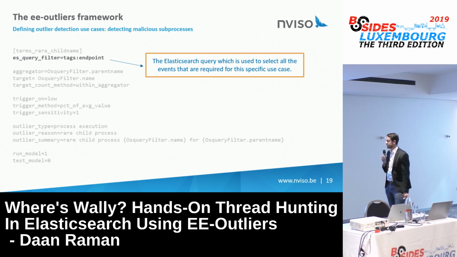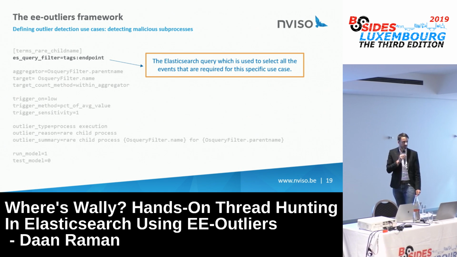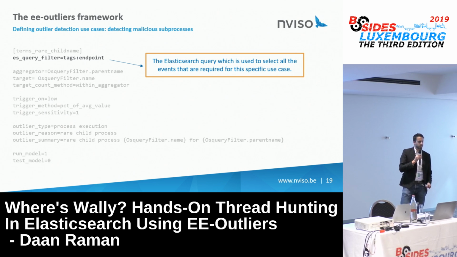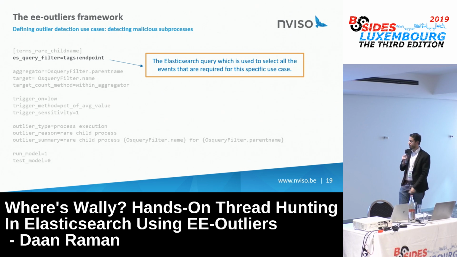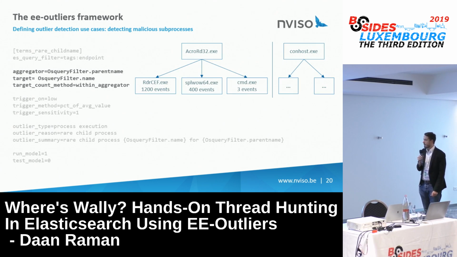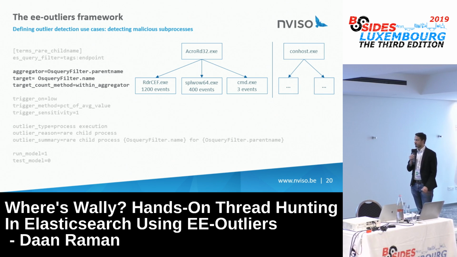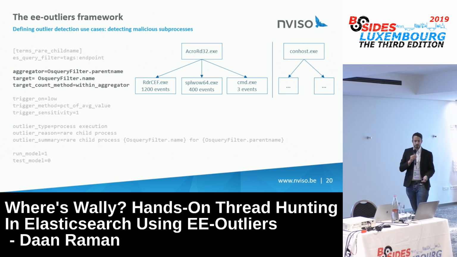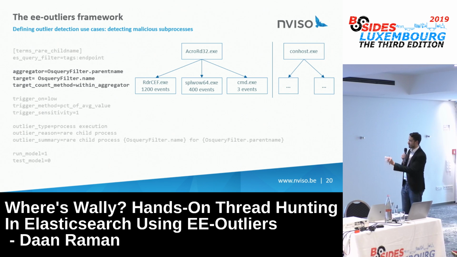So first of all, we define all the events we want to consider. In this case, we just select all the endpoint events. Could be a bit more fine-grained, for example, all the process execution, all the sysmon stuff, depends on your cluster. An aggregator and a target, and then a way that we want to count the different events. And that's really at the core of the principle I showed you before. This is the way we implement it in the config file.